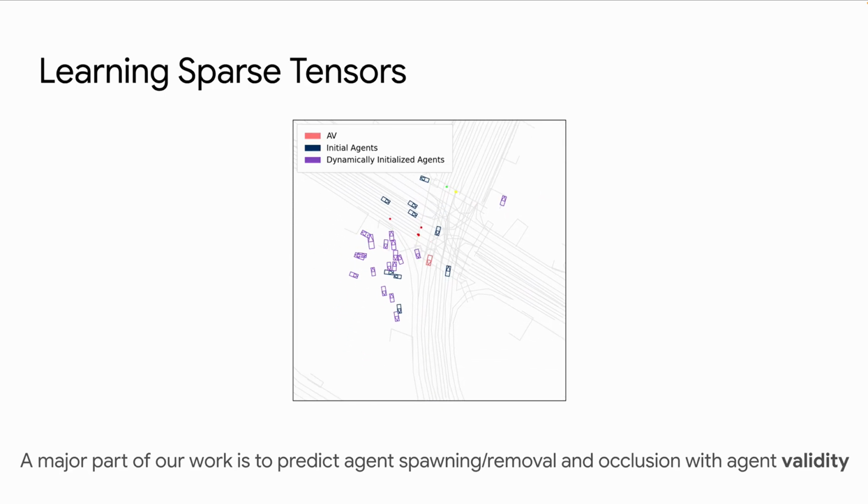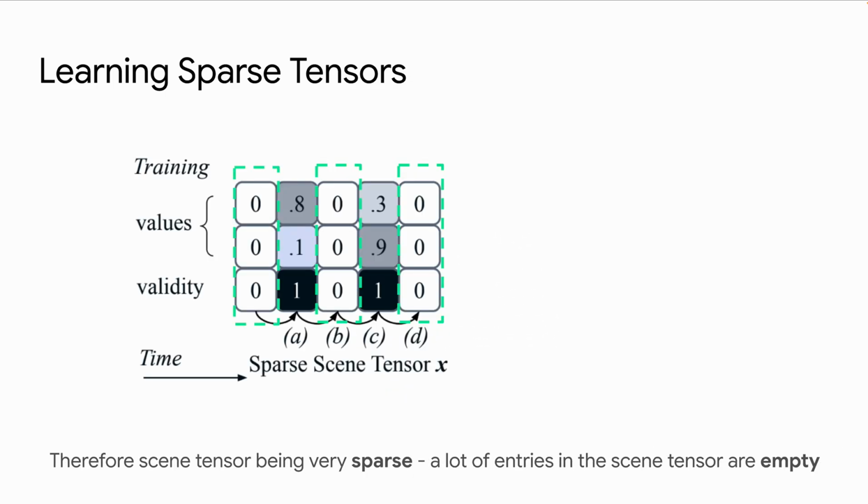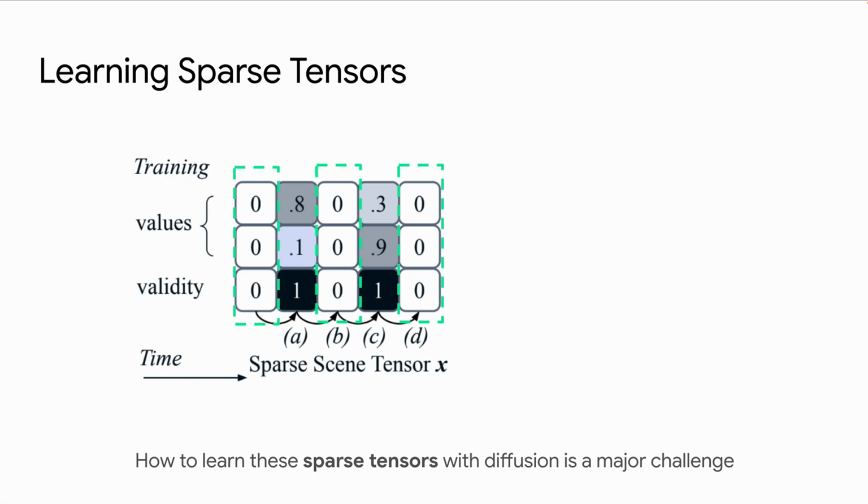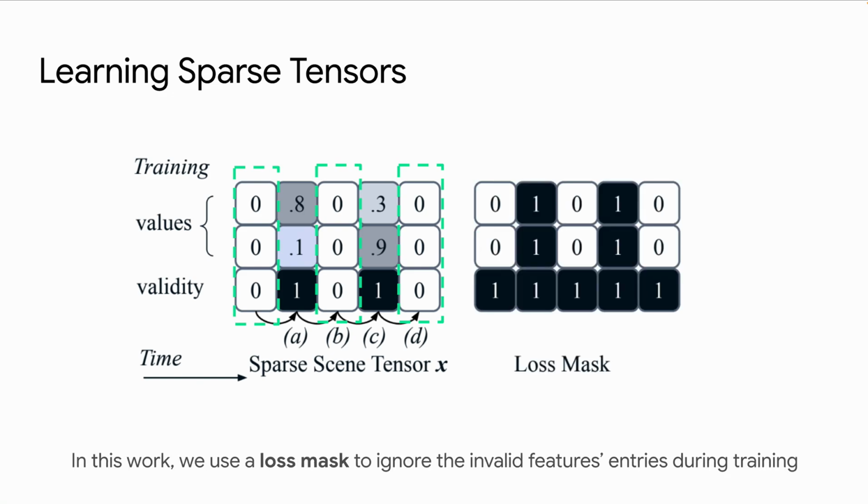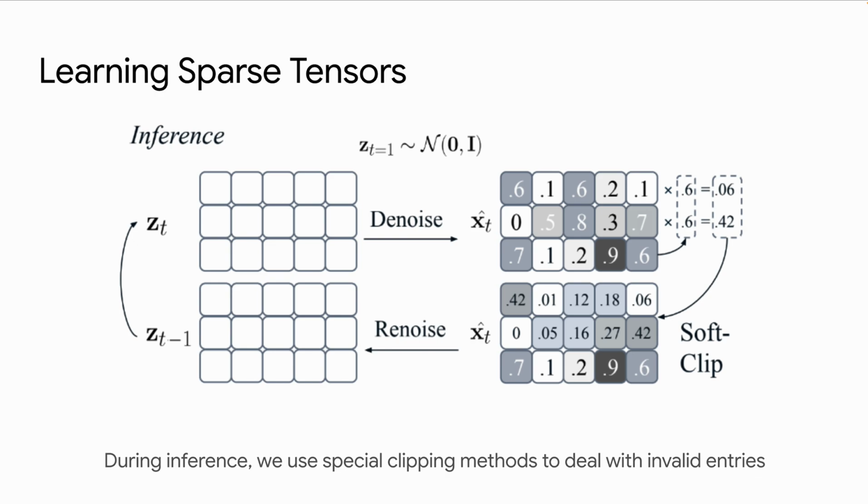A major part of our work is to predict agent spawning and removal and occlusion with agent validity. Therefore, scene tensors are very sparse, and a lot of entries in the scene tensor are empty. How to learn these sparse tensors with diffusion is a major challenge. In this work, we use a loss mask to ignore the invalid feature entries during training. During inference, we use special clipping methods to deal with invalid entries. Please check our paper for more details.